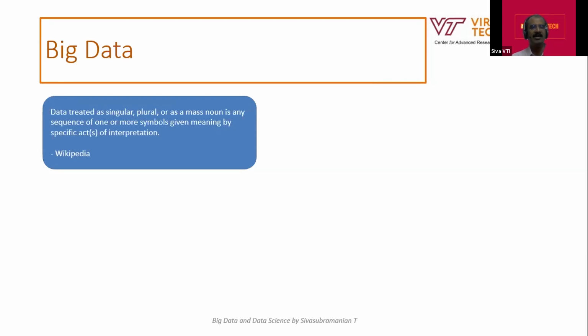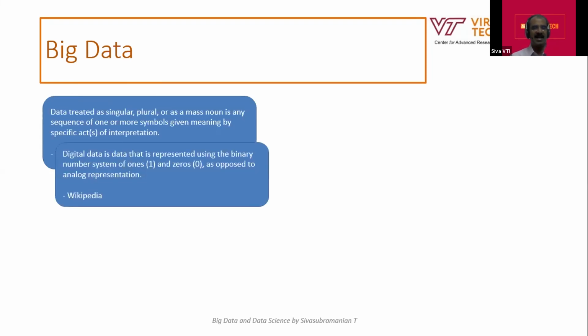Data, treated in the singular, is called a datum, and of course there is the plural. Nowadays you can use data for singular or plural. Modern English allows any kind of pronunciation and interpretation, as you know. If it is treated as a mass noun, it is any sequence of one or more symbols given meaning by specific acts of interpretation. This is what Wikipedia says. When the traffic light turns from red to green, that is data for you to go and move forward. So data could be any symbol or sign, which will have its own interpretation so that people can take actions on it.